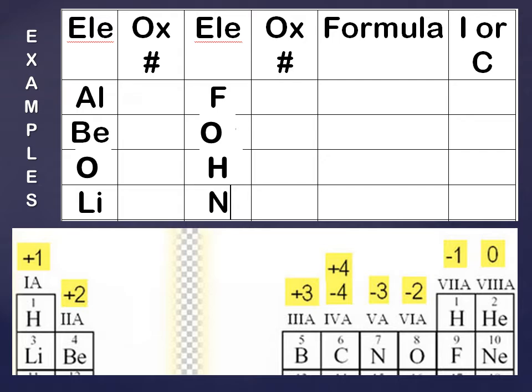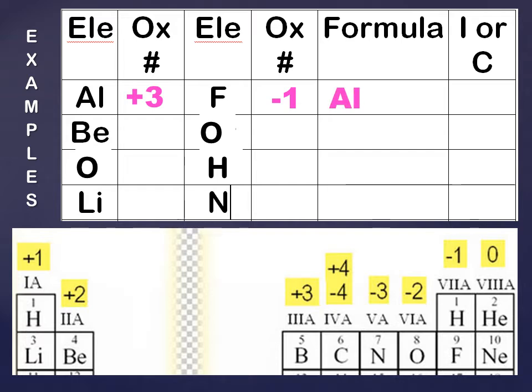Okay, so now that we learned the shortcut to determining the oxidation number, we can quickly go through these examples and figure out the oxidation numbers. And then we can practice our formula and then determine whether they're ionic or covalent. Okay, so aluminum's oxidation number. Aluminum is in group 13, so its oxidation number is +3. Fluorine's oxidation number, it's in group 17 right here, so its oxidation number is -1.